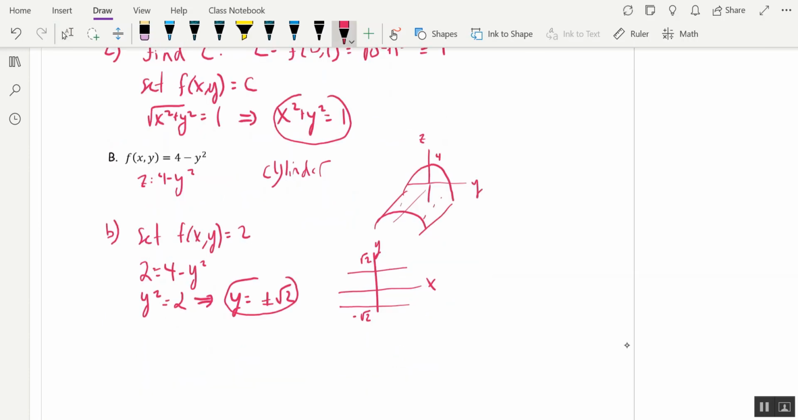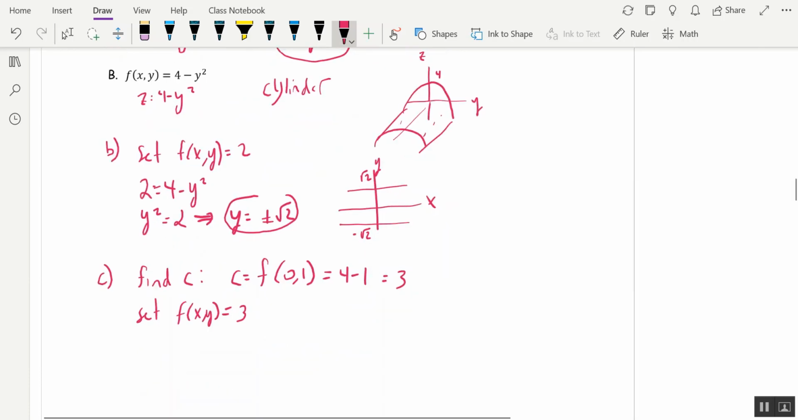All right, and for part C, there's one extra step. I need to find C, and C is going to be f of (0, 1), and that's 4 minus 1, which is 3. So now I'm going to set f of x, y equal to 3. So that's 4 minus y squared equals 3. And if I move things around, that's y squared equals 1. So I get the two curves y equal plus or minus 1.